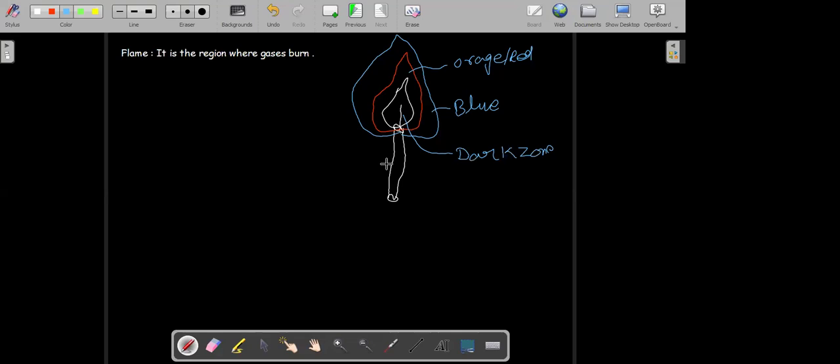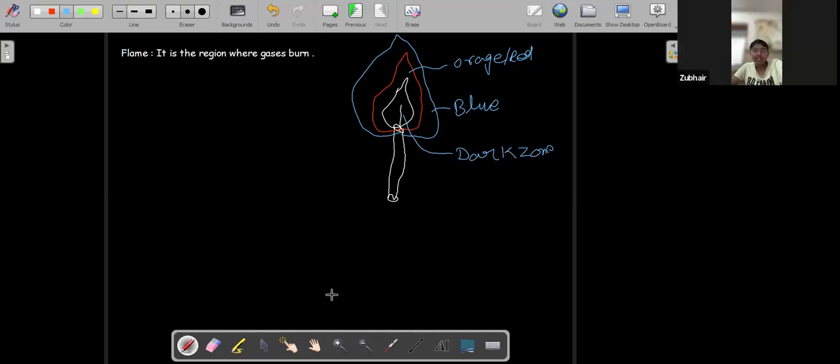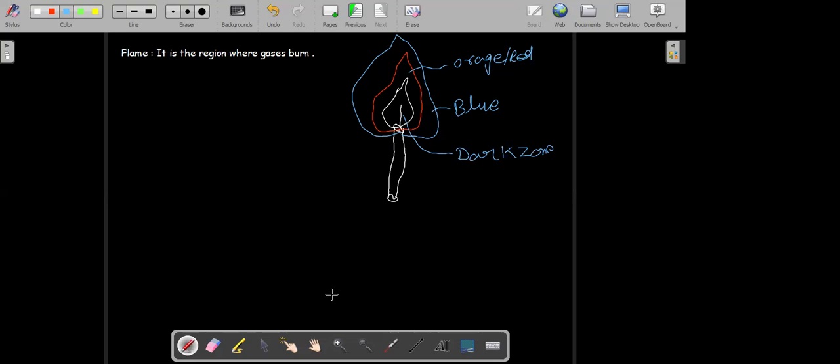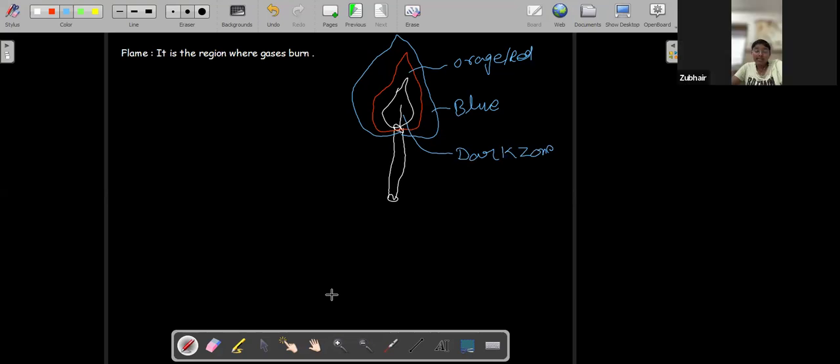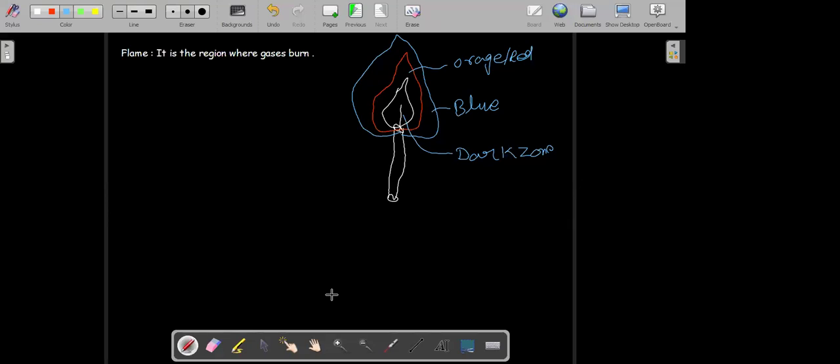Sir, no combustion takes place in the dark part, no? Sir, is this a part of our syllabus? Yeah, it is part of the syllabus. So no combustion takes place in the innermost zone, or the dark zone. No combustion takes place here.